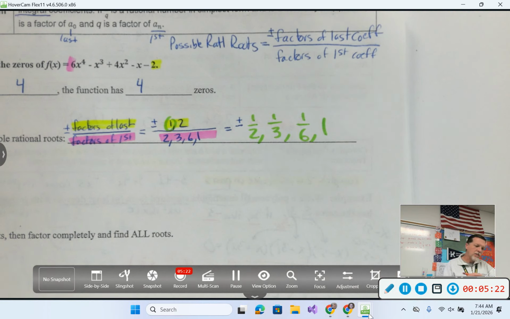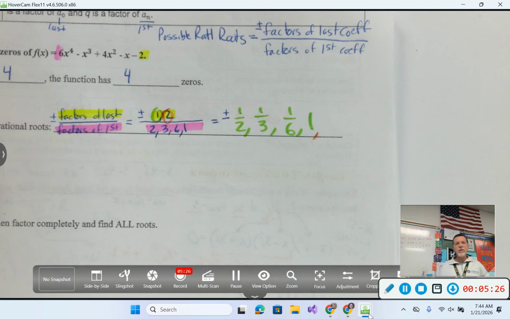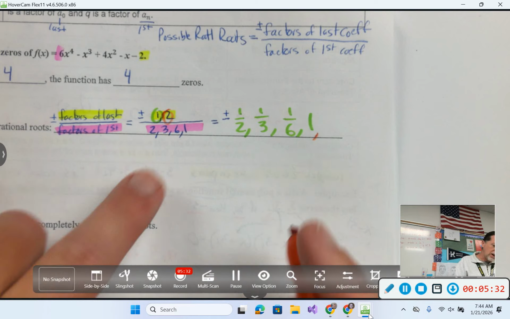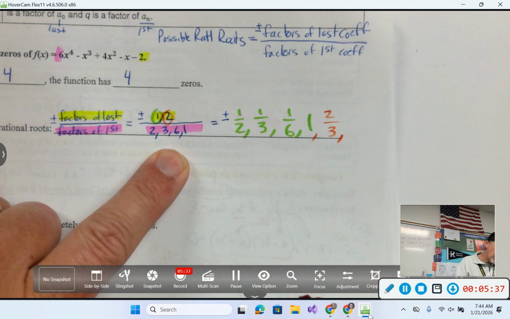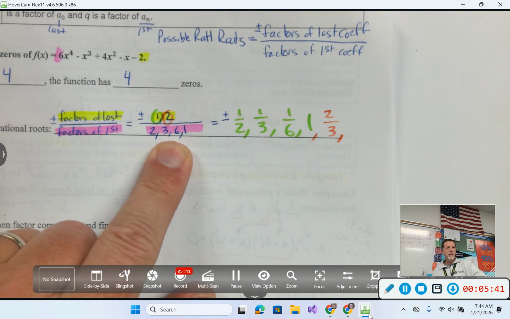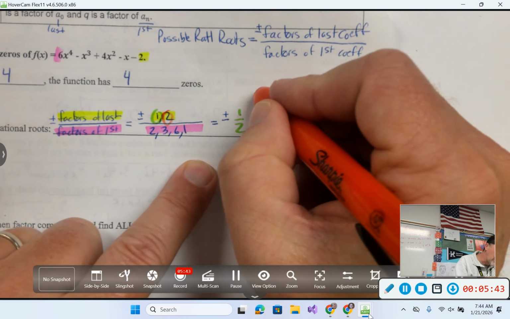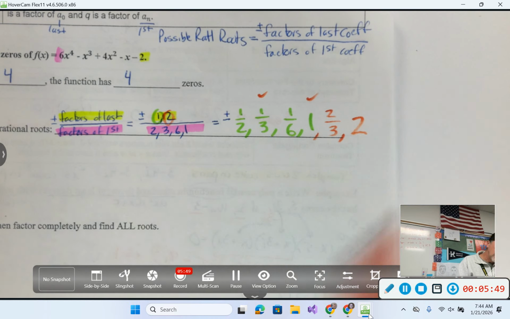And now I have to do the same thing with 2. All right, what's 2 over 2? 1, but I already have that, so I don't have to write it again. So we got 1 taken care of. 2 over 3. 2 over 6, that reduces. What's 2 over 6 equal to? 1/3, and we already have that. So some of these are repeats. We don't need to write them again. And then 2 over 1 is 2.